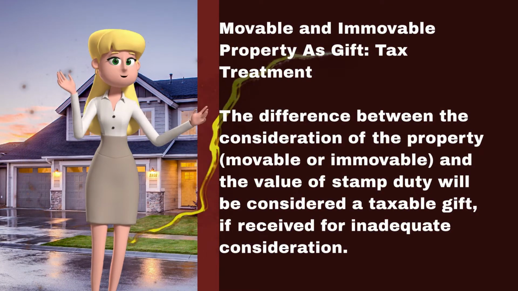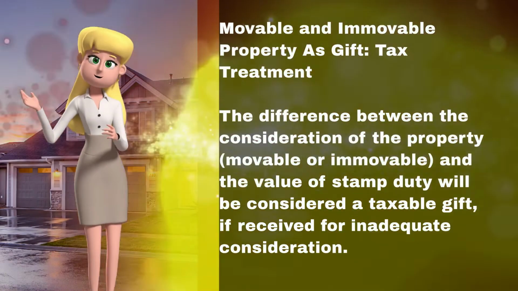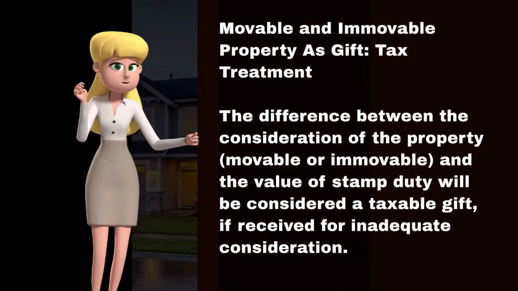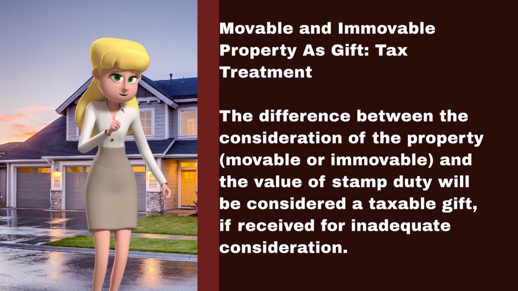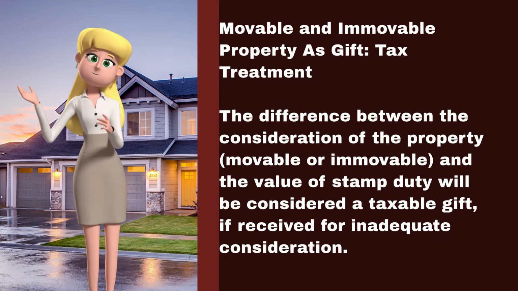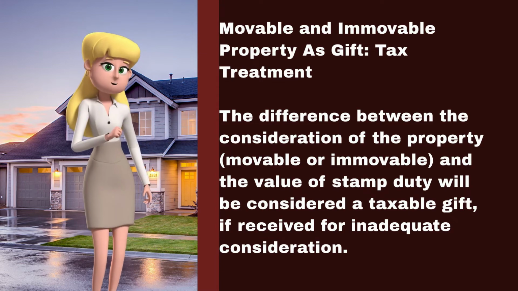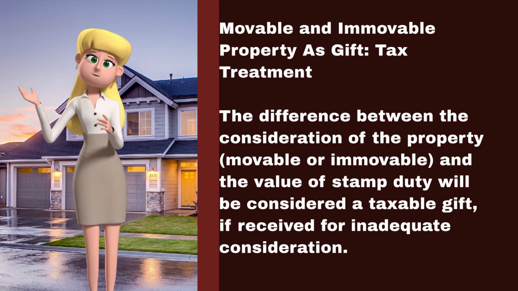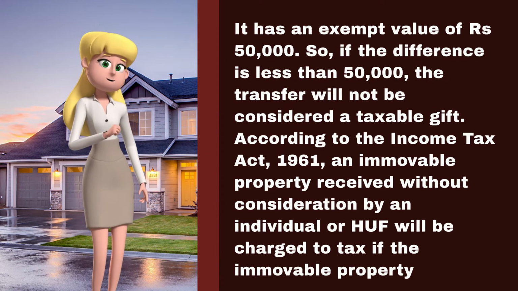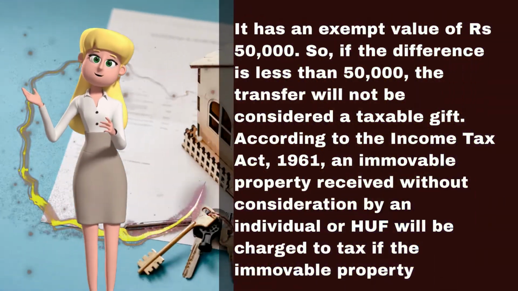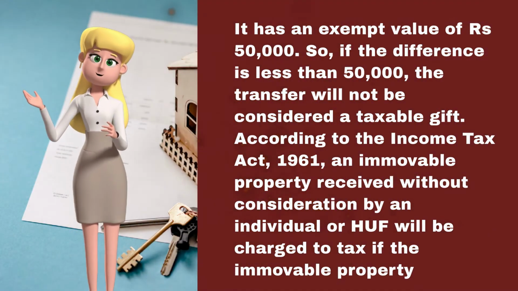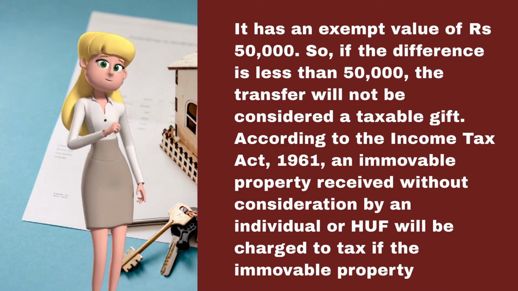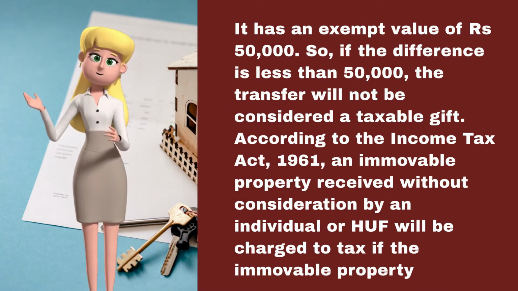Movable and immovable property gift tax treatment. The difference between the consideration of the property, movable or immovable, and the value of stamp duty will be considered a taxable gift if received for inadequate consideration. It has an exempt value of 50,000 rupees. So, if the difference is less than 50,000, the transfer will not be considered a taxable gift.